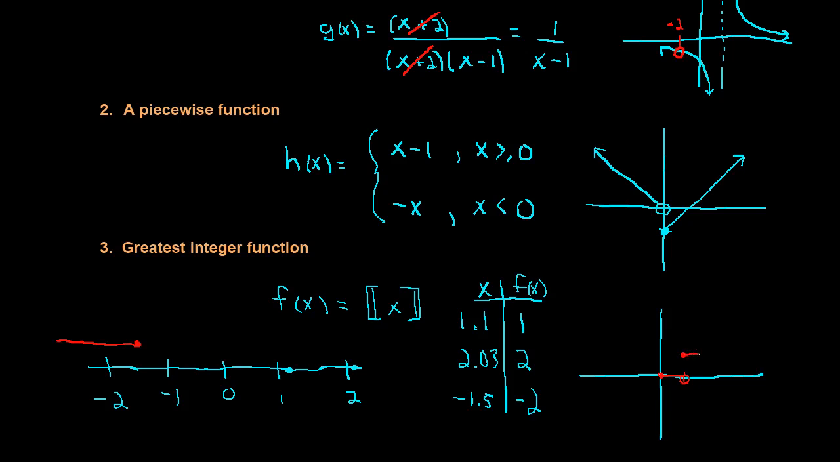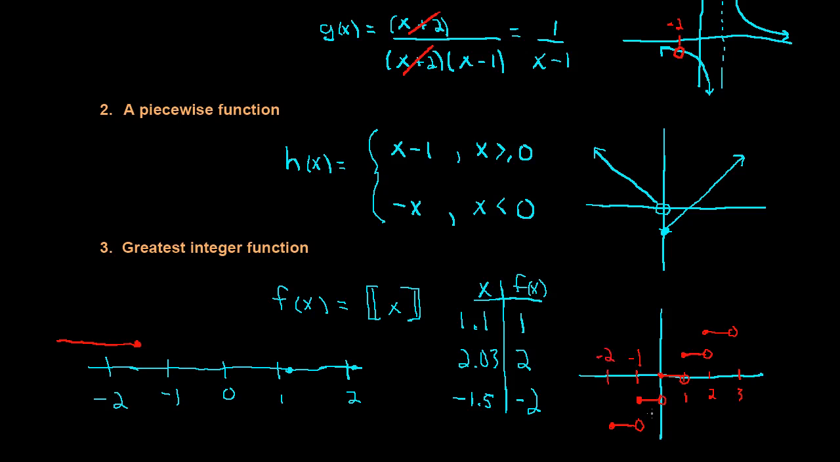1.1 gets mapped to 1. 1.2 gets mapped to 1 until we get to 2. This is 2, this is 1. So all of these values now are going to get mapped to 2 until we get to 3. And going back the other way, this is going to do something very similar. We get a hole here, and this is at -1. I'll do one more here. This is down at -2, and this is at -2.